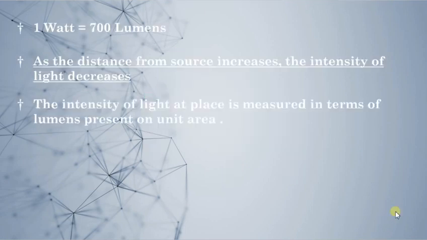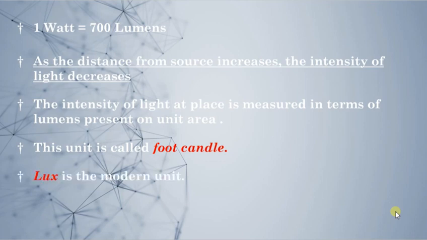The intensity of light at a place is measured in terms of lumens present on unit area. The unit of intensity of light at a place is measured by foot candle, and lux is a modern unit of it. Next, 1 foot candle is equal to 10.76 lux. Please don't get confused with the units.